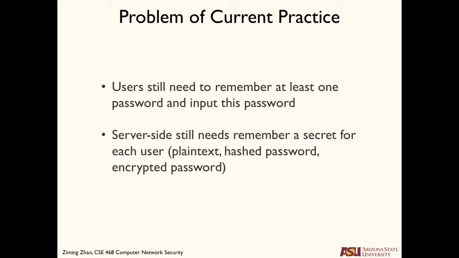So the problem of current practice, no matter OpenID and OAuth, is the same. Users still have to remember at least one password, and they still need to input it at least once. Not to the website you are using, but to the identity providers, Google, Twitter, or Facebook. But still, you have to use that password. And because you are using the password, the server, Google, Facebook, or Twitter, still has to remember a secret for each user. That secret is somehow related to your password.